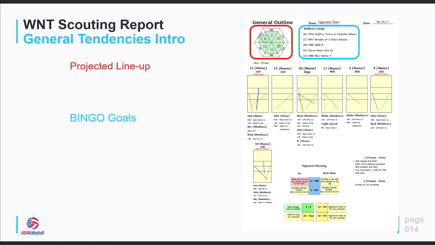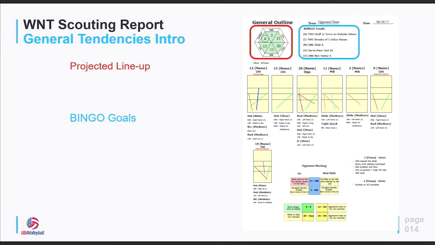Secondly, we'll talk about our bingo goals. This is something that Karch harps on a lot as goals that we would have for our own team to hopefully execute within each set. For instance, you'll see the B in bingo is to try and get 2 stuffs or transition kills on the opposing outside hitter's attacks. So these are options and opportunities for us to gain an advantage if we can execute upon these skills within that set.